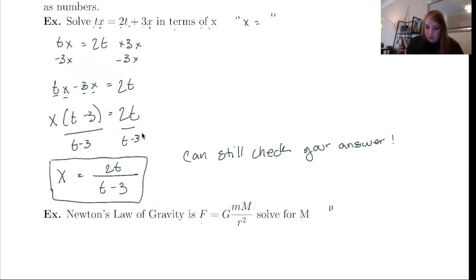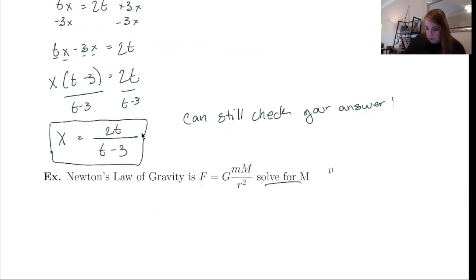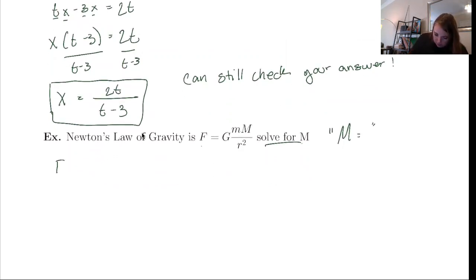So yeah, we can either be asked to solve in terms of x or solve for just this variable. So this is saying I want big M equals. Okay, so I'm going to rewrite our equation. F equals G little m big M over R squared. So if I wanted to, I could multiply. There are so many ways to solve this problem. I can multiply each side by R squared to get rid of that fraction. So I get R squared times F equals G times little m times big M.